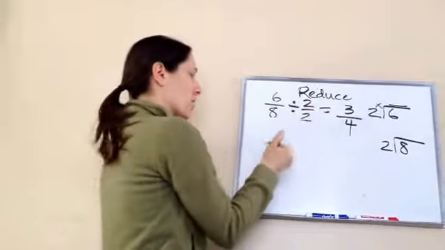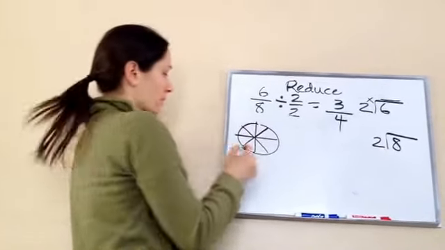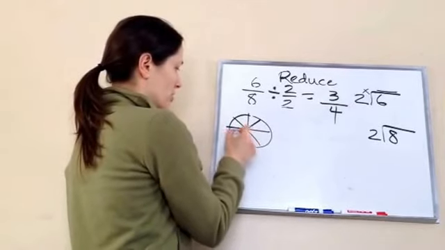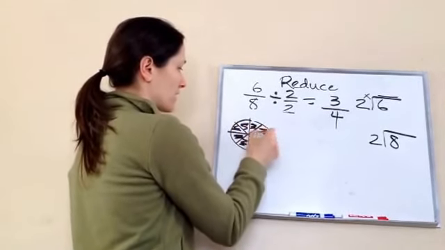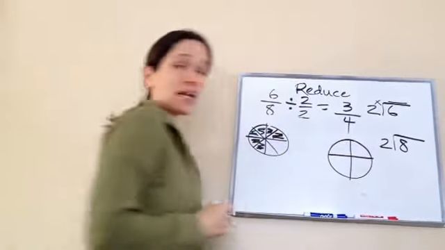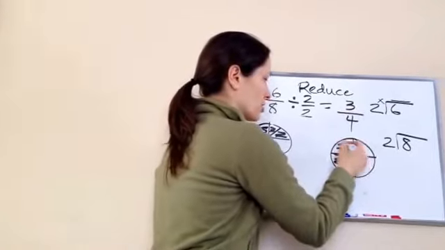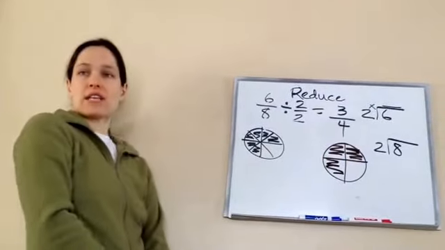You see? Okay, so watch this, for example. There's 8 slices, and let's fill in 6 of them. 1, 2, 3, 4, 5, 6. Over here, we have 4 slices, and let's fill in 3 of them. 1, 2, 3. Do you see how they're equal?